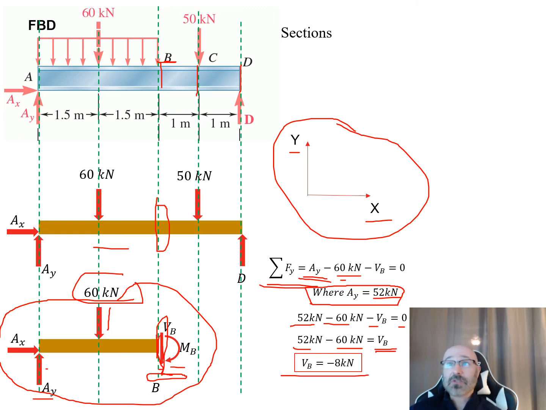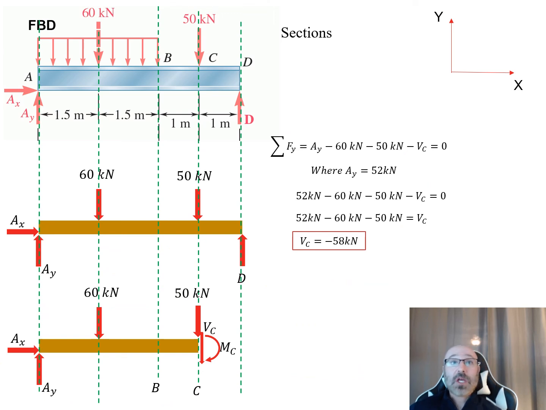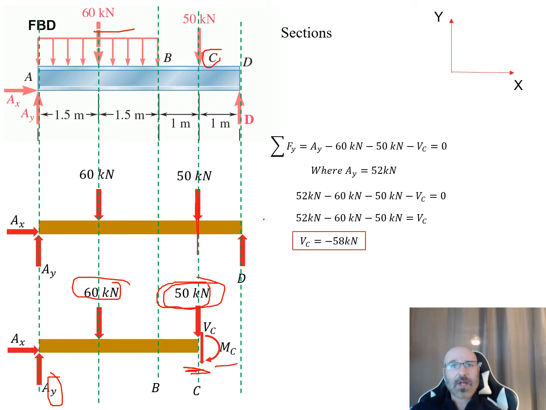Now let's move on to the next one. We're going to take a section at C. We'll come right down through our whole free body diagram and section this off at C. Now we have to add in this 50 kilonewton external load. Drawing our free body diagram for this whole part, there's our A sub y from our support, our external load of 60 kilonewtons from our distributed load up top, and our external load of 50 kilonewtons. We're also going to have the shear V sub c and our M sub c, which again we're not concerned about at the moment.